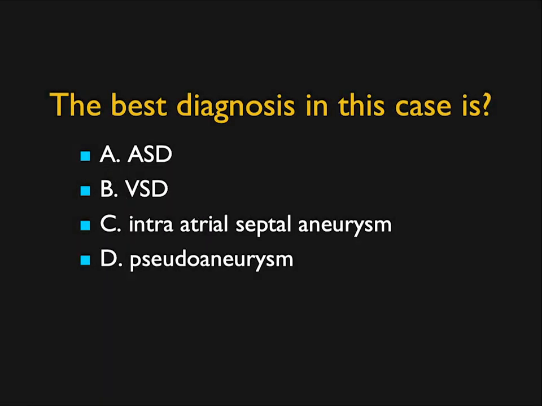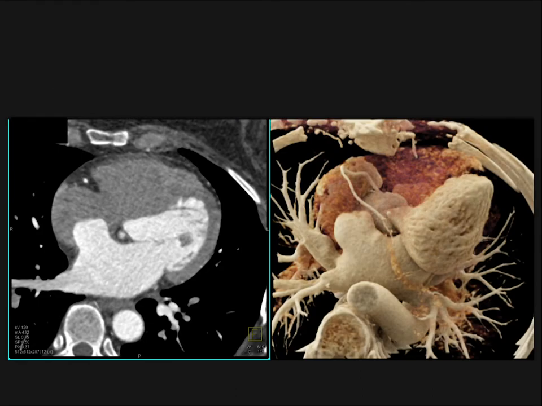In this case, I asked you for the best diagnosis. Well, you say, could this be an ASD? There's a bulge between the left atrium and the right atrium. Surely this is not a VSD. It's not a pseudoaneurysm. Could this be an ASD?